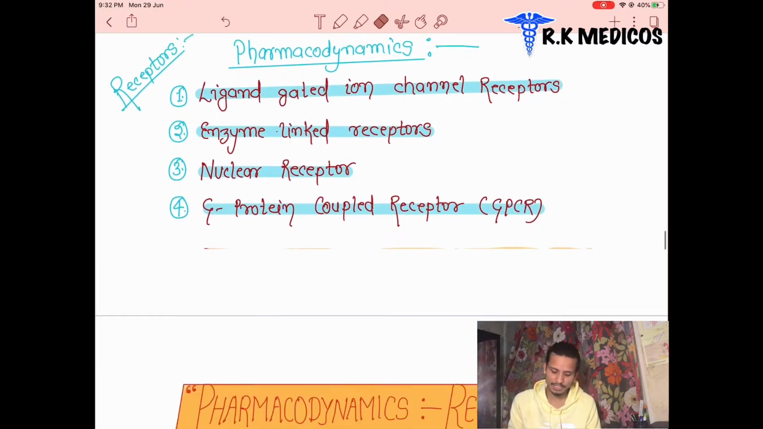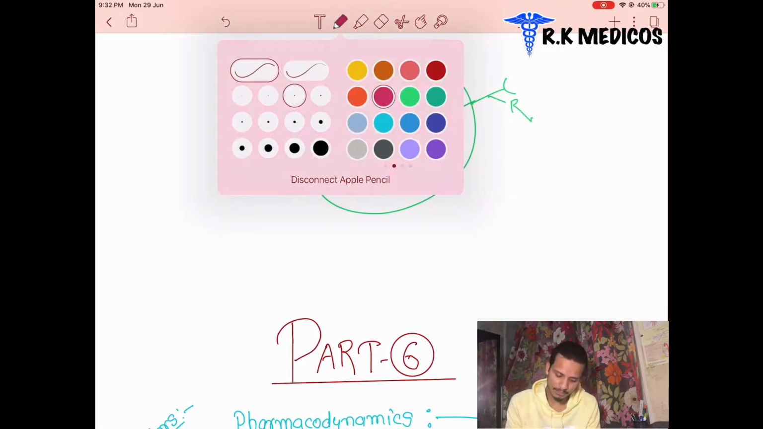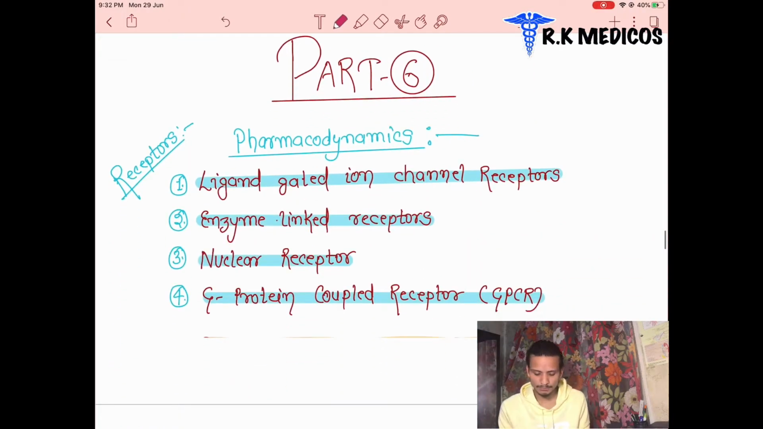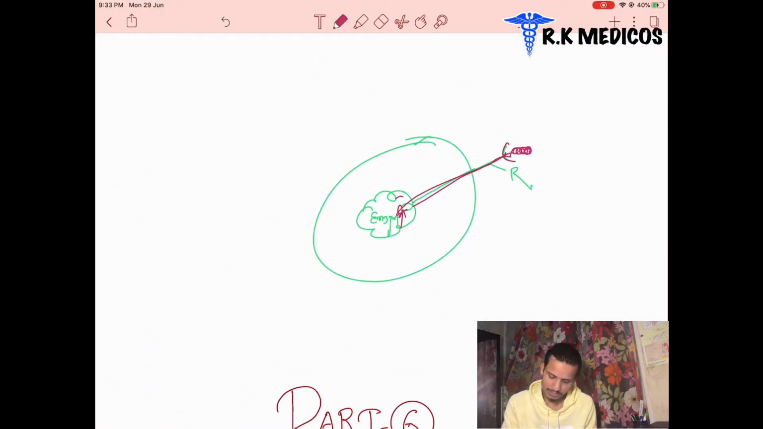Next one is enzyme linked receptors. What happens here? Suppose this is the cell. Inside the cell some enzymes are present, and on the surface there are receptors which are linked with the enzyme. After that, something binds to it. It means the molecules, the neurotransmitters, bind to the receptor and activate it. These receptors are linked with enzymes, and these enzymes get activated or stimulated, and they show their effect. That is the second one, enzyme linked receptors; the enzyme is linked with the receptor.